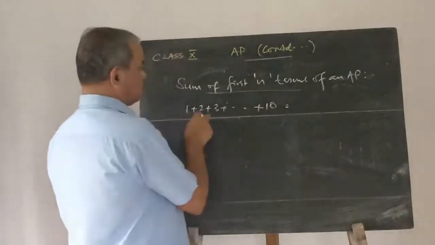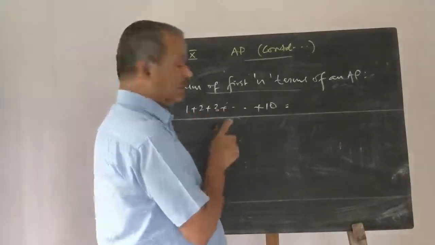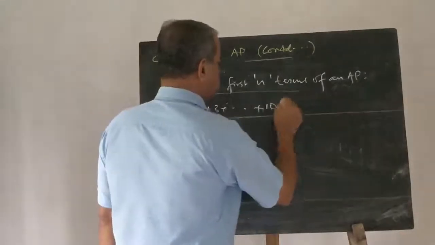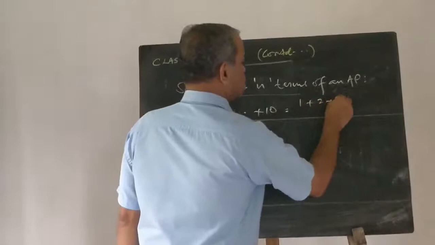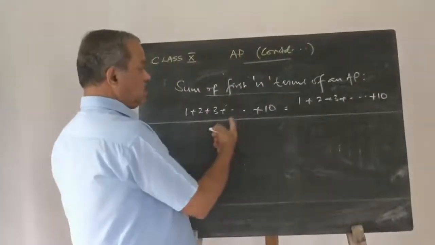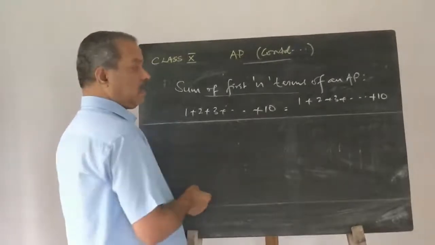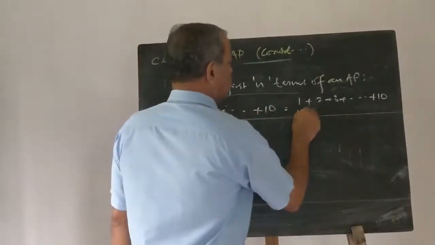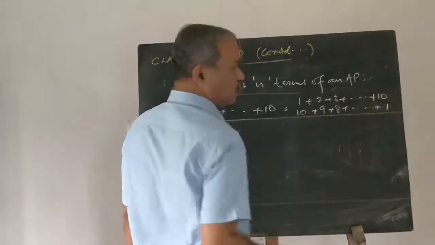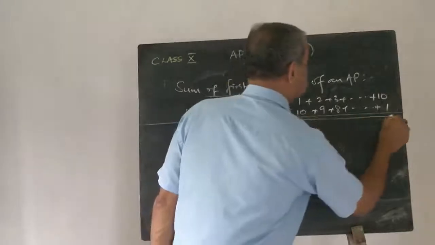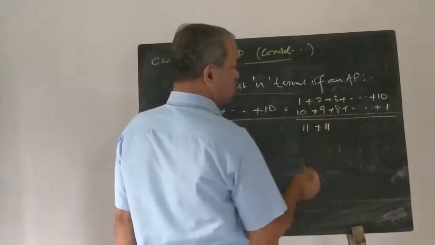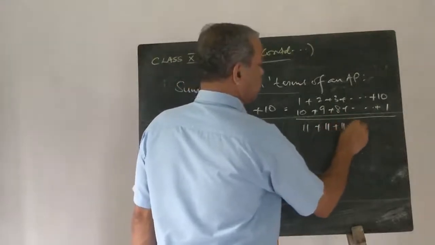Instead of finding 1 plus 2, 3, 3 plus 3, 6, a new arrangement can be made to find the sum of these. 1 plus 2 plus 3 plus etc. plus 10. And arrange this first 10 natural numbers in the reverse order: 10 plus 9 plus 8 plus etc. plus 1. Now take the sum of each term. 10 plus 1, 11. 2 plus 9, 11. 3 plus 8, 11.